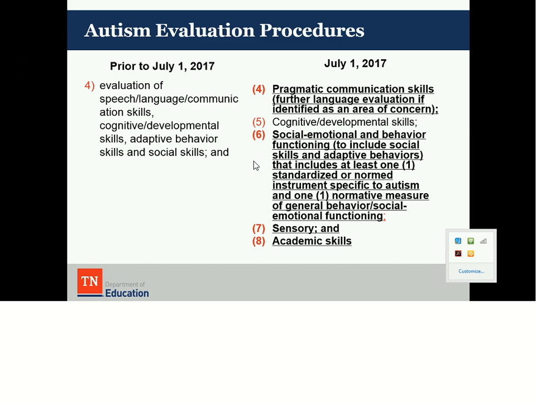Academic skills is also added, and this is general information, so it could be, if the student's not struggling with academics, an overview of the student's current academic functioning in class, as well as a summary of the curriculum-based measures and statewide assessment results for that student. If there are concerns related to academic skills, an individualized academic achievement test may be administered as well.